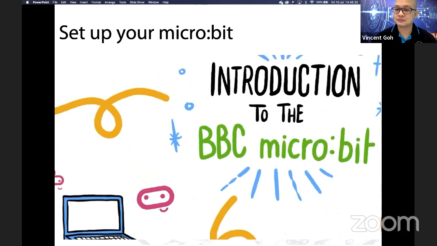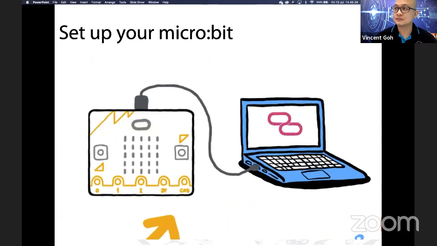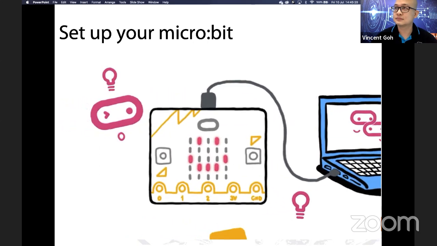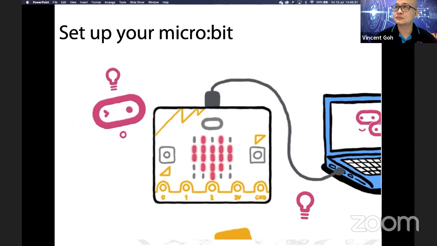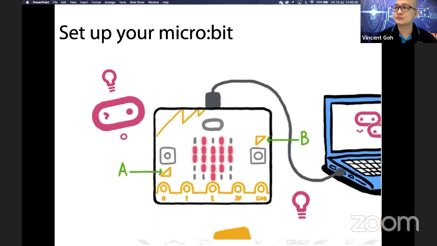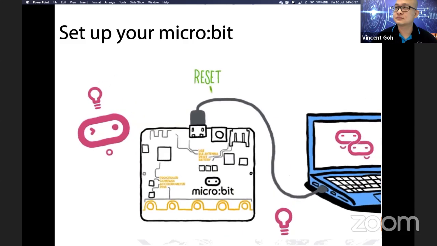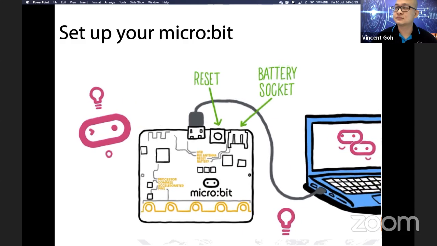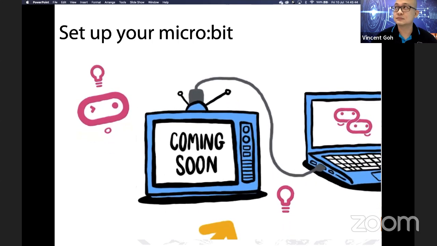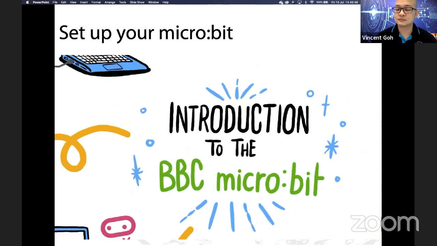Let's have a look at it. On one side of the microbit, you will see 25 LEDs arranged as a square to make a simple display. There are also two input buttons, button A and button B. On the other side, you will see a reset button and a small socket to plug in a battery pack. We explore the processor and other features in further videos in this series.